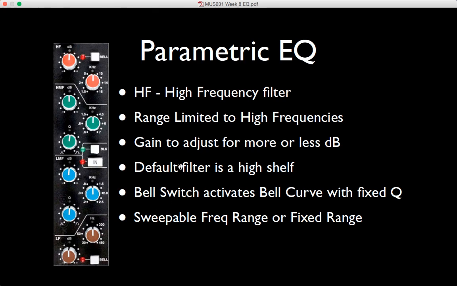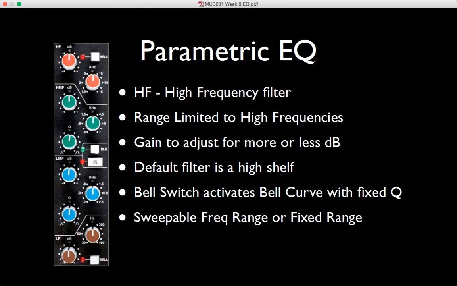And so what I did is it's the same picture you'll see, but over to the right it just defines them. HF is high frequency filter. The range is limited specifically to high frequencies. You can boost or cut. The default is a shelf. You don't know what that is yet, but you're going to see it in a second. So the default style is a shelf.